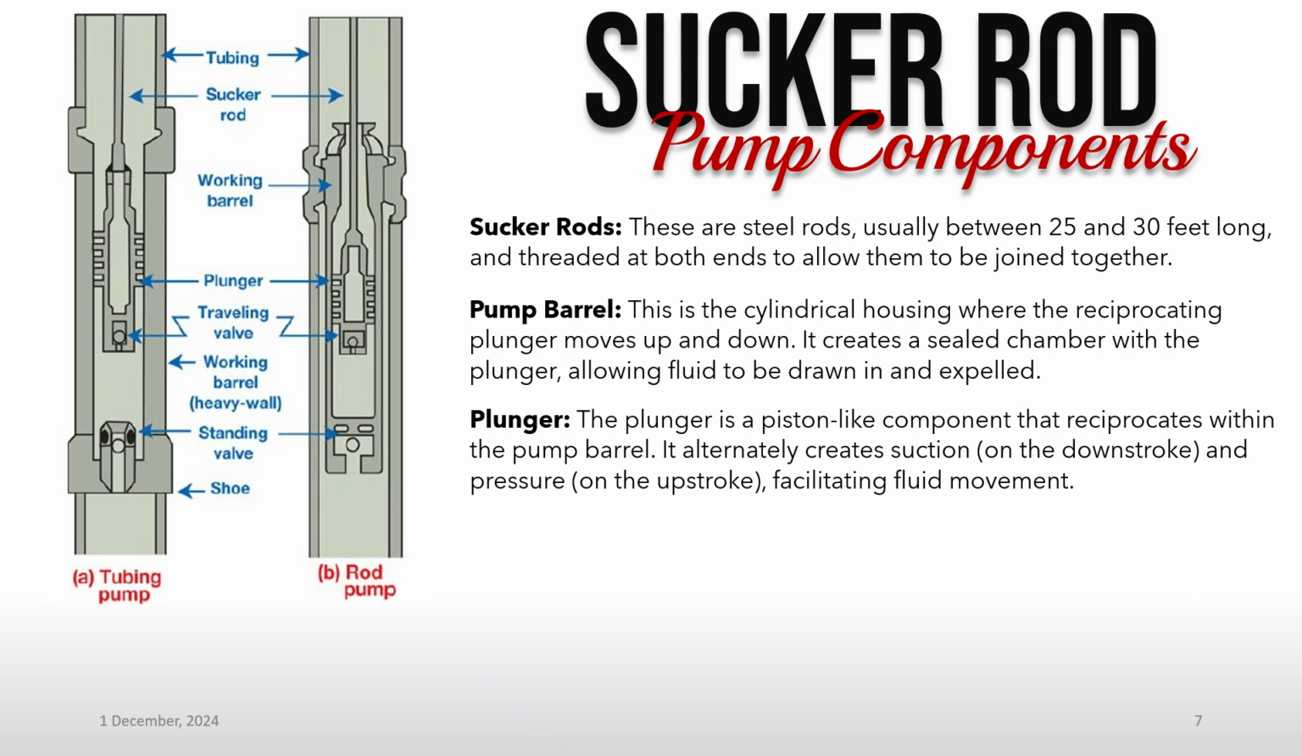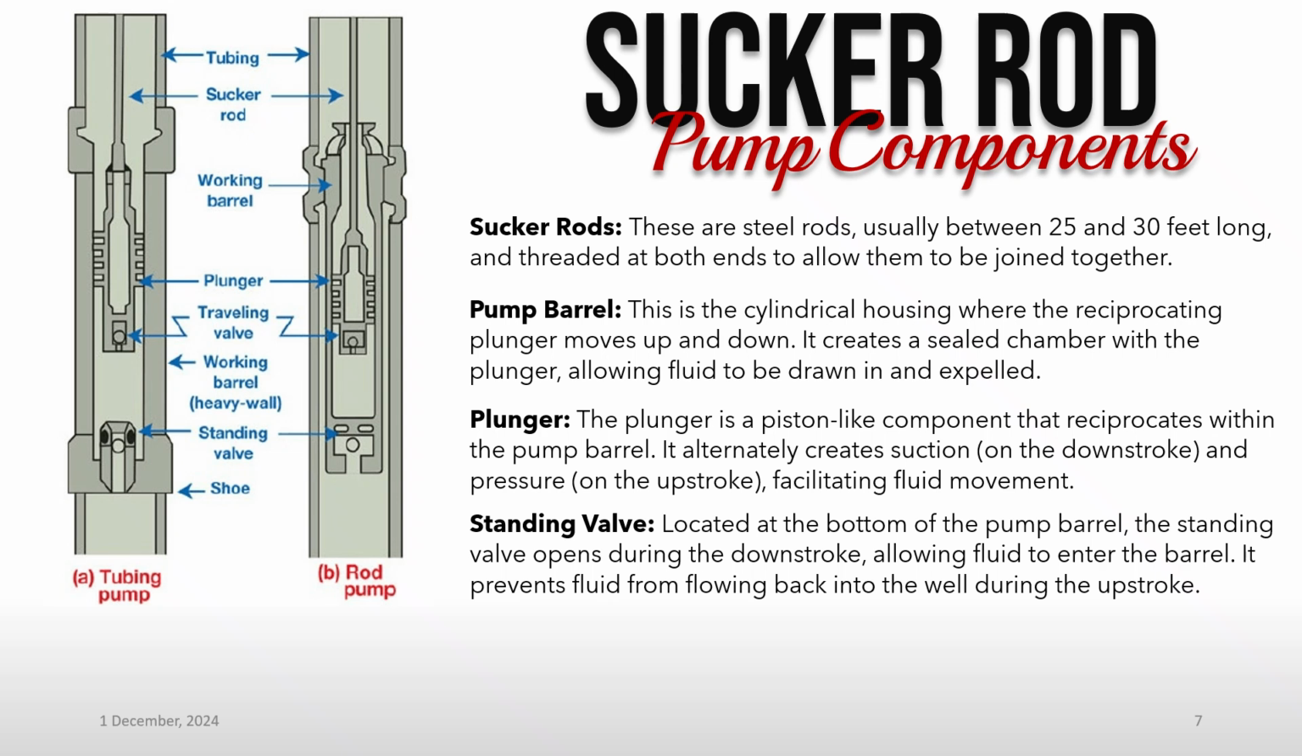Its alternating motion creates suction on the downstroke, drawing fluid into the barrel, and pressure on the upstroke, expelling fluid upwards. The efficient operation of the plunger is central to the positive displacement mechanism of the sucker rod pump. Two critical valves control the fluid flow within the pump: the standing valve and the traveling valve.